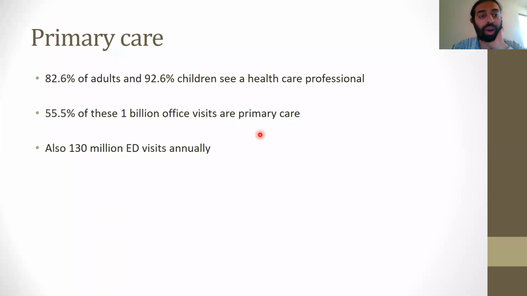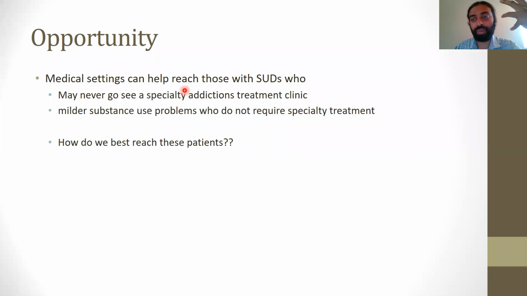But on the other hand, primary care and emergency departments are much more widely accessible to many people, especially primary care, right? You can see that a majority of US adults and children see a healthcare professional, usually in a primary care setting, occasionally in an emergency department setting. So that's the opportunity. Specialty substance use disorders treatment is so hard to come by, but people are more readily able to access primary care in particular, right? Is that an opportunity to connect with people who may never go, or may never be able to go, see a specialty addictions treatment clinic?